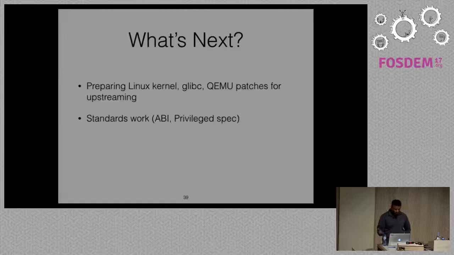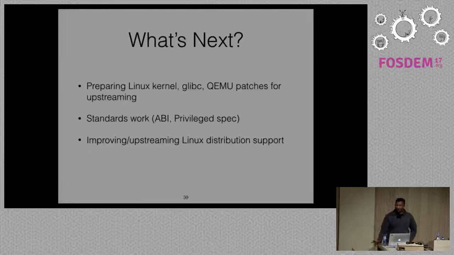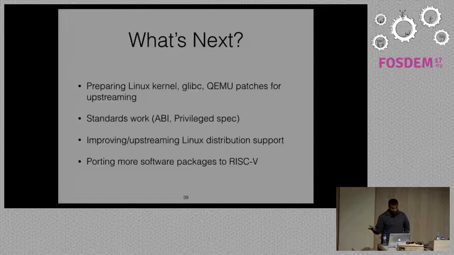So as I was saying, once the Linux kernel and glibc get upstreamed, it'll make it a lot easier to do Linux distros. So we'll continue to improve and update our Linux distro support and upstream those changes. And if there are any distro people in the audience, we'd love your help with getting RISC-V on your distro. In general, we want to port more software packages to RISC-V. So if you're a maintainer of any software packages, we'd love to work with you to add RISC-V support. And in general, we need your help to push RISC-V forward.